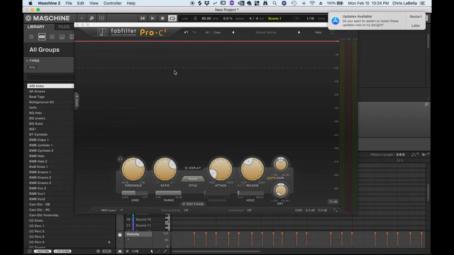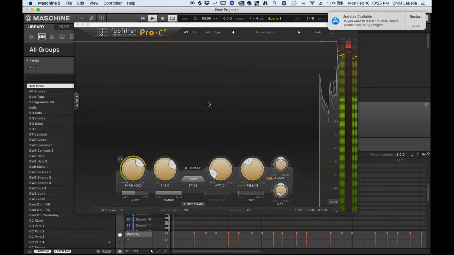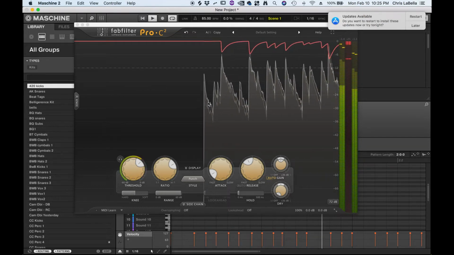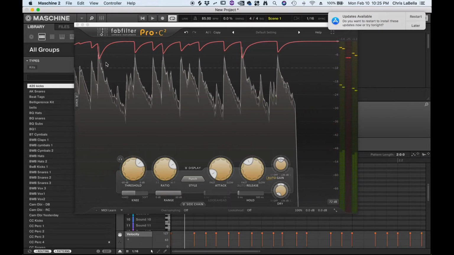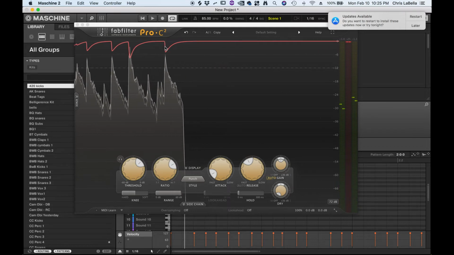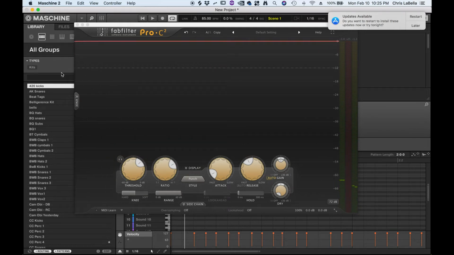So this line right here, this is the threshold line. It's set at around negative 12 decibels. So what that means is that everything that goes over negative 12 decibels is going to be compressed, and anything that stays under that line is not going to be affected. A quick example, let's just see here. So you can see how those peaks were the ones that got lowered while everything else didn't get affected by it.